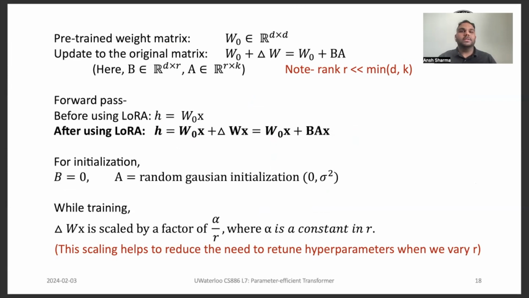Here, B is initialized as 0 and A is initialized in a random Gaussian manner. This is done so as to feed the model with very few new parameters at the start, and it is scaled eventually to reduce the need to retune hyperparameters. Finally, the forward pass using LoRA, which is W_0 x plus BAx, has a lower rank and uses much fewer parameters than usual.